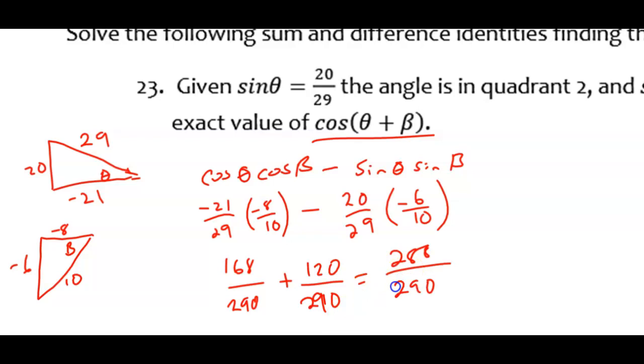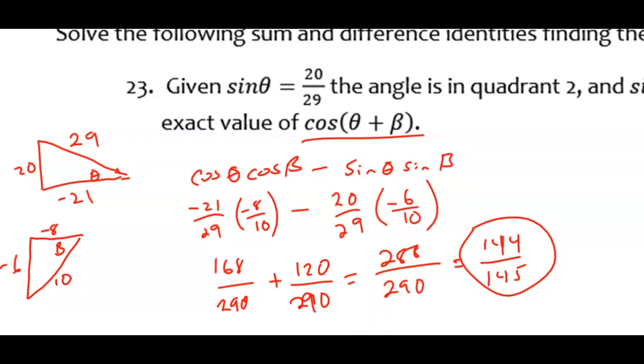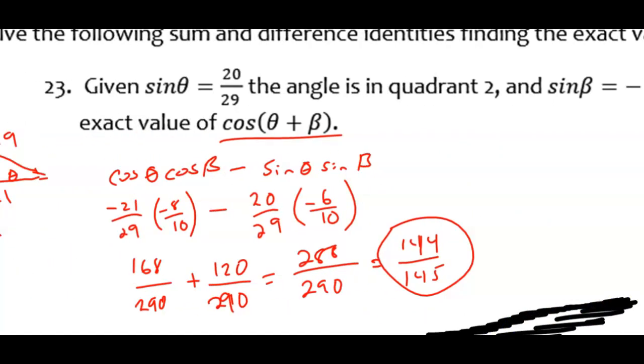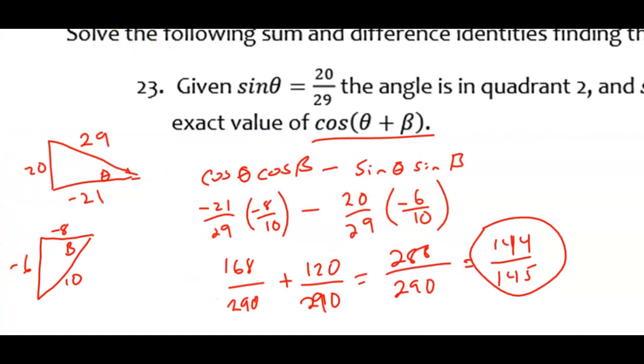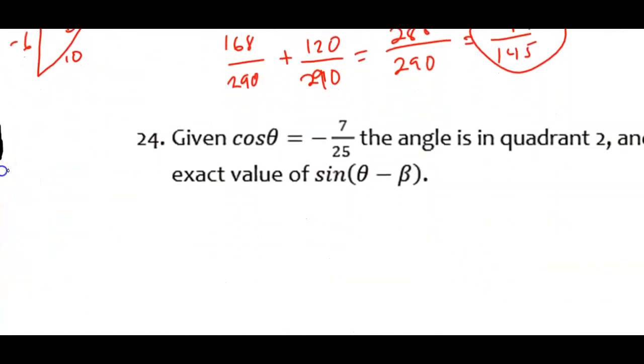Does that reduce? Yep. You could put 144 over 145. This divided by 2 is that, that divided by 2 is that. So 144 over 145. All right, let's keep going.